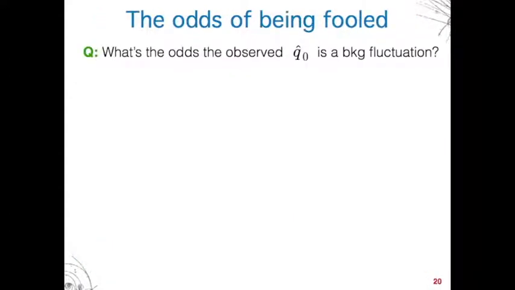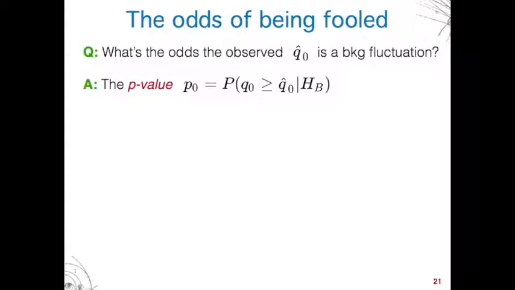However, we all know that data fluctuate. So we have to answer the question, what are the odds that the observed Q value, let's call it Q0 hat, is just a background fluctuation? The answer to that question is the p-value. So this is the probability that under the background-only hypothesis, you would measure a Q value larger or equal to the one that you saw in data. Essentially, the chances that you got fooled.